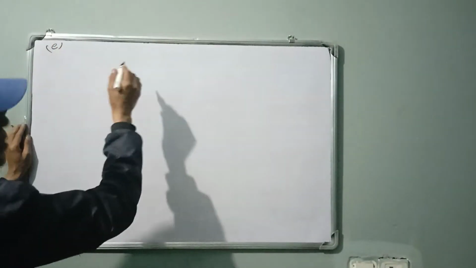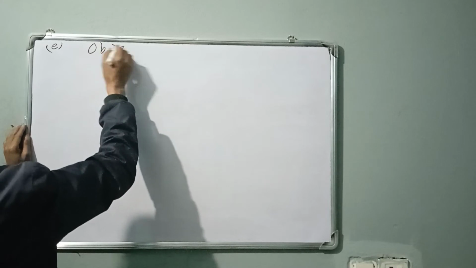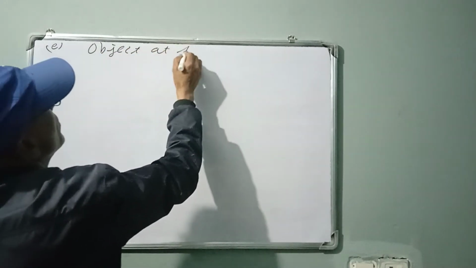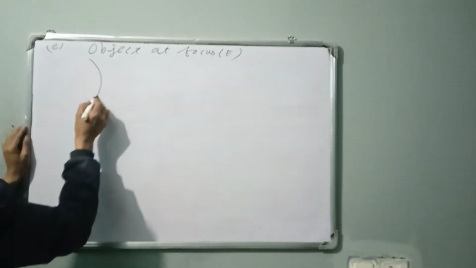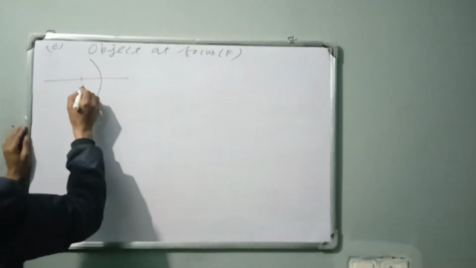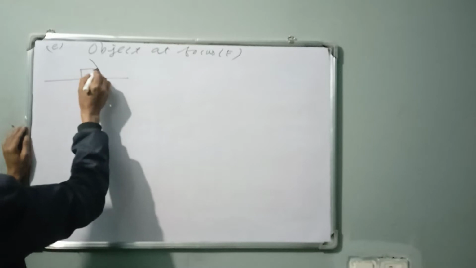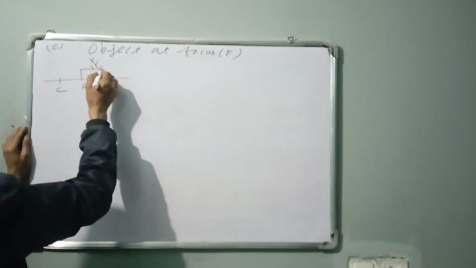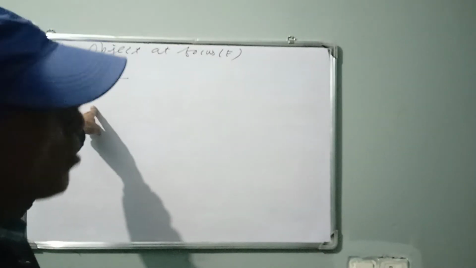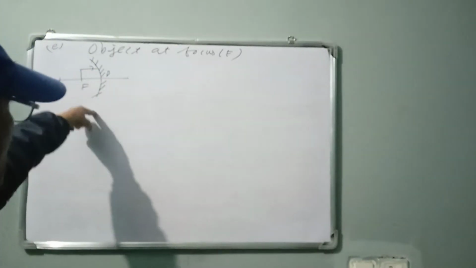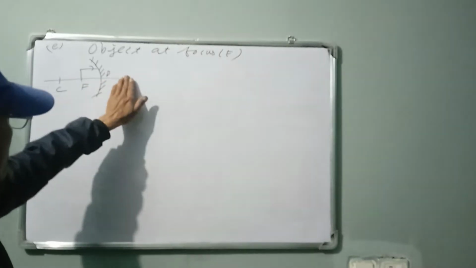Case D: object at focus F. See, the object is at focus. Where is the object? At the focus. If the object is at focus, where is the image formed? Just see.